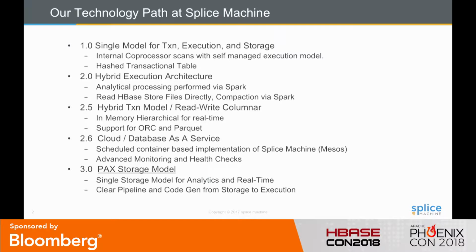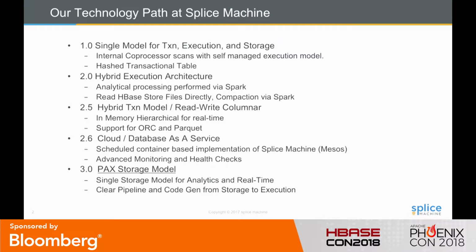2.0, we went to a hybrid execution architecture. We didn't do that for kicks. We did that because 1.0 had a lot of problems having a single execution architecture. What does that mean? Basically, any query in Splice Machine can be run either in real time, just in memory, or it can be run as a set of Spark instructions. So for analytical execution, you can do it in memory, or you can run it in Spark.